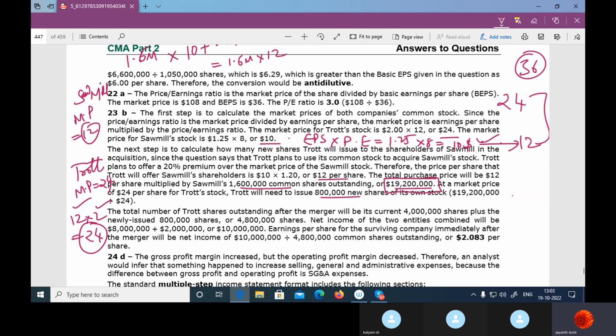All of you are following or not? Yes, sir, we are following. So now, 1 crore 92 lakhs is the value of the sawmill company which Trot will buy. How will Trot buy it? This is not paying cash to sawmill. Trot will give their stocks to sawmill. If Trot buys the sawmill company whose value is 1 crore 92 lakhs, they will take sawmill shares and give Trot shares.